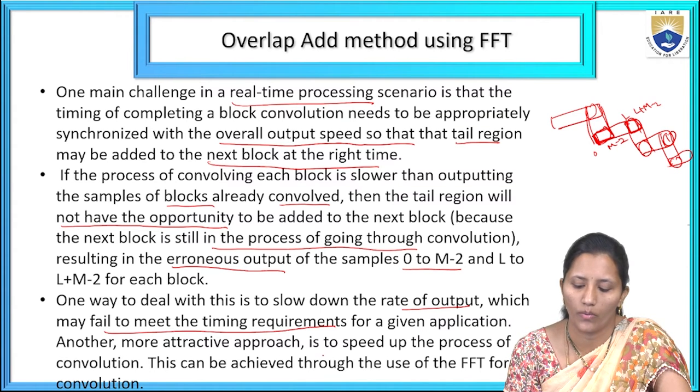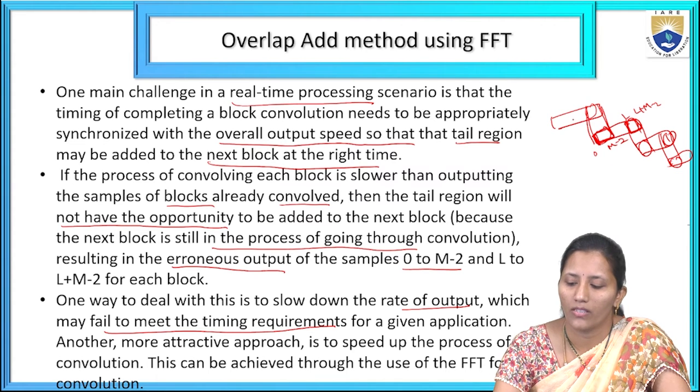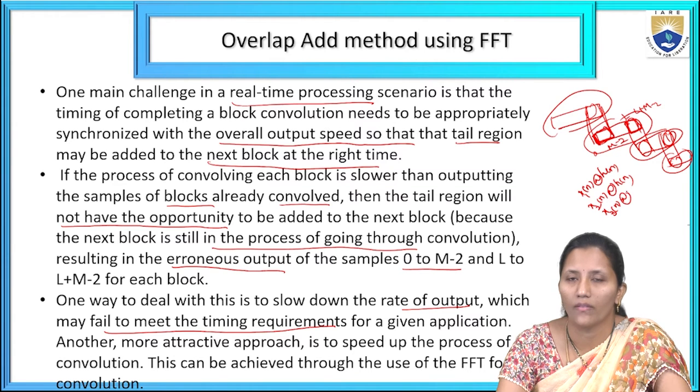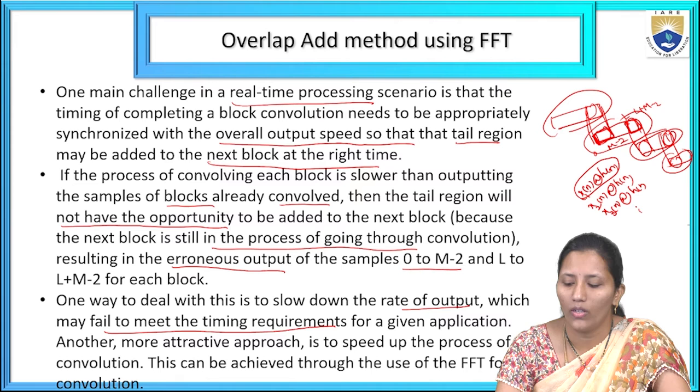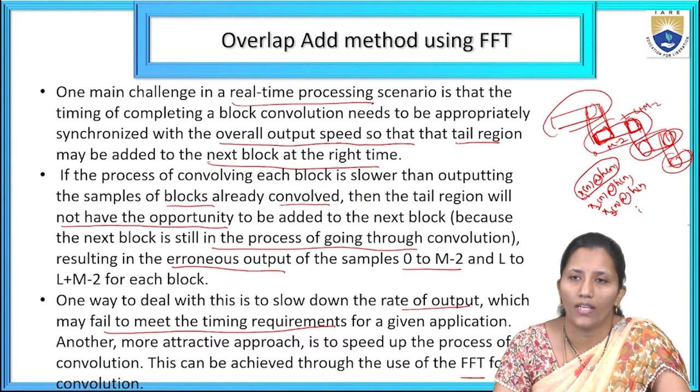Another, more attractive approach is to speed up the process. So we have to speed up the convolution of each block. That is, x1 of n circular convolution with h of n, x2 of n circular convolution with h of n, x3 of n circular convolution with h of n. Like that, we have to speed up this convolution process. How to increase the speed of the convolution process is by using the fast Fourier transform.